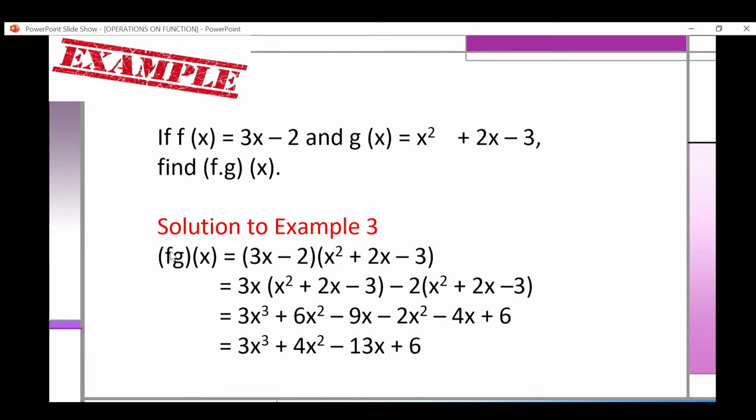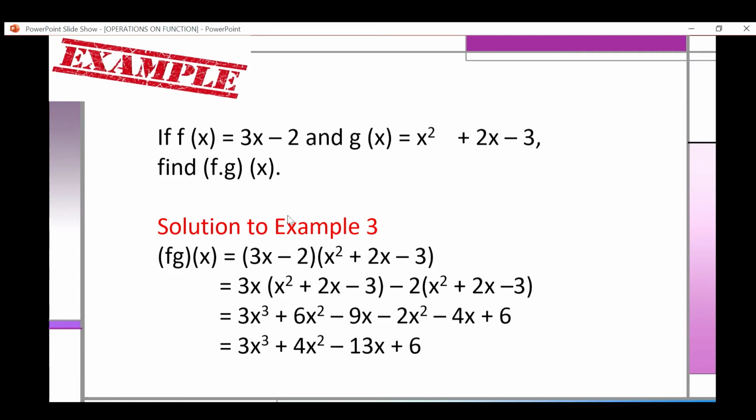So, f times g of x is equal to f of x times g of x. Our f of x is 3x minus 2. Substitute lang natin, class. Tapos, si g of x natin is x squared plus 2x minus 3. So, substitute lang natin. And then, meron tayo ditong binomial at trinomial.